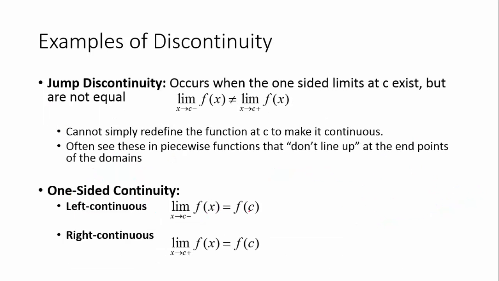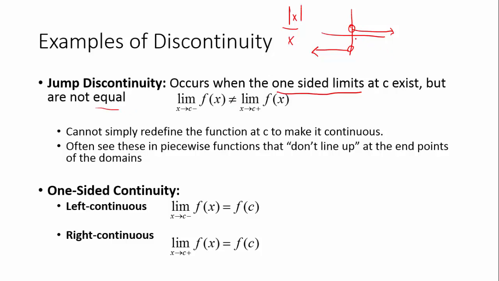A couple other examples of discontinuity. So a jump discontinuity. This is kind of like that piecewise that we saw one day in class. Remember the absolute value of x over x? And we had this graph where we had it going one way with the hole at +1, and it was going the other way with the hole at -1. The reason why this is a jump, because we have one-sided limits, but they're not equal.